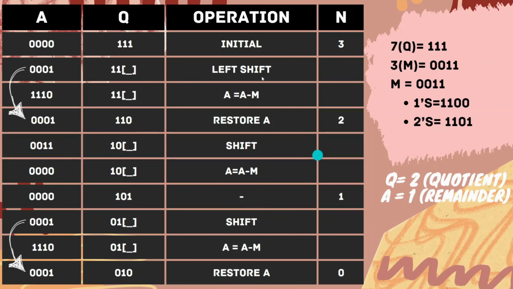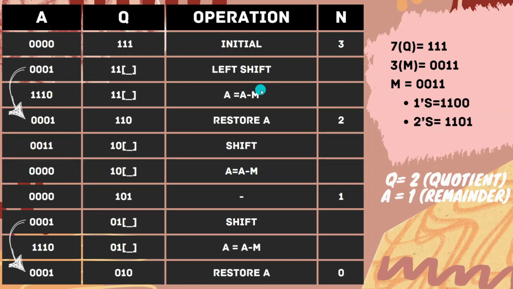So this is the table of calculation. Here in the initial step, the value of A is set to 0. The value of Q is 111, which is 7. And this is the initial operation. And the value of N is set to 3, which is the number of bits of Q. So according to the flowchart, what we do next is left shift. So we shift all the digits to the left, and then the least significant bit of Q is set to blank, and the most significant bit is expelled during the calculation.